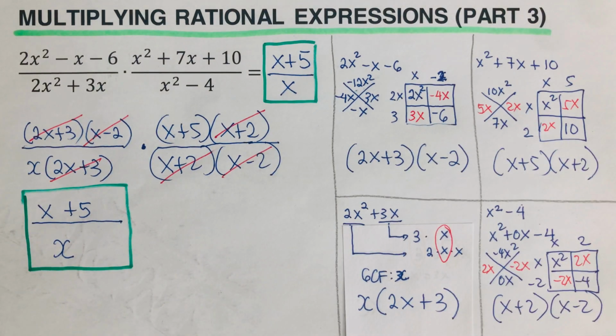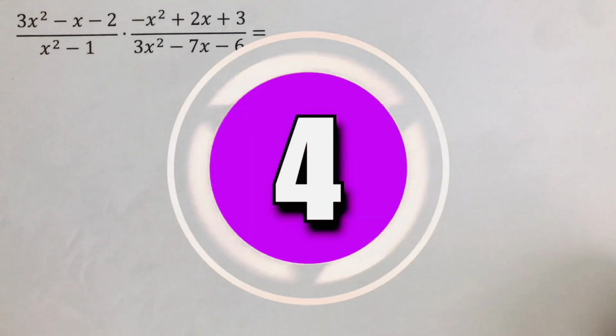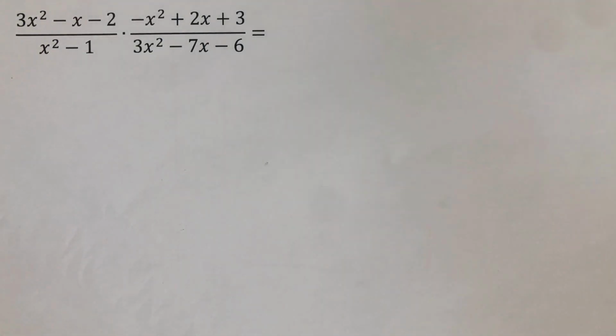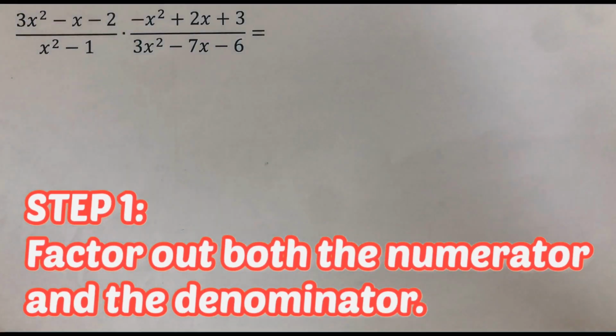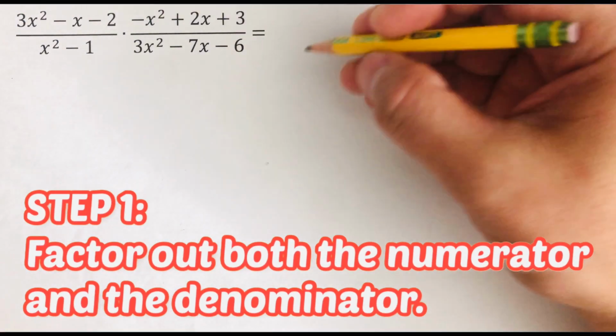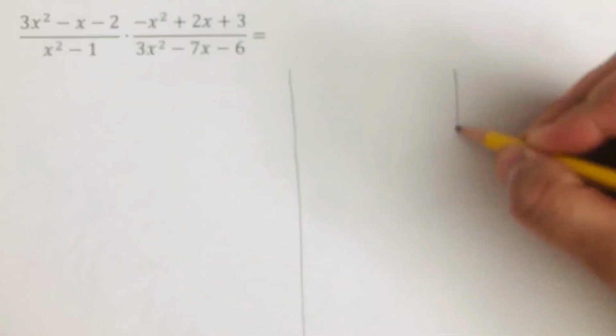At this time, I would encourage you to pause this video and try this problem out on your own. And when you're done, unpause it and check your answer. Okay, so we go over the problem here. Again, the first step is to factor out both the numerator and the denominator. So I'm going to show the work on the side right here where I will factor both the numerator and the denominator.